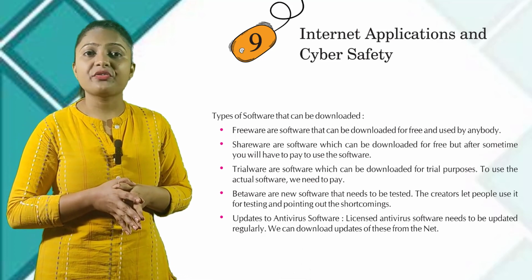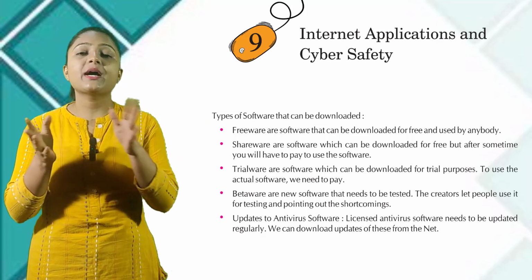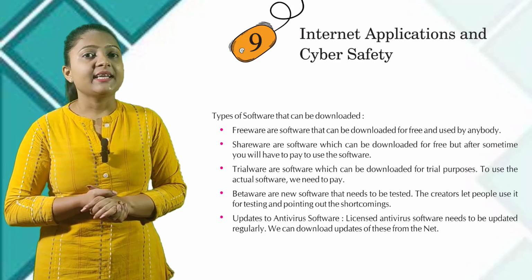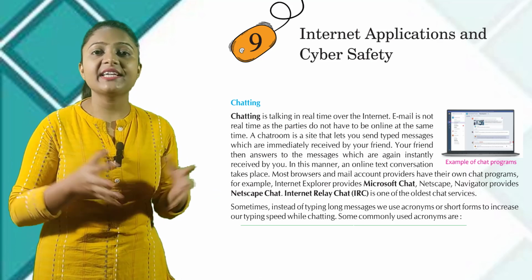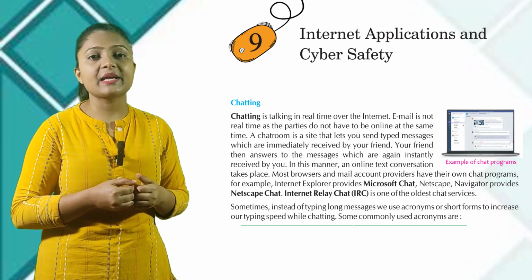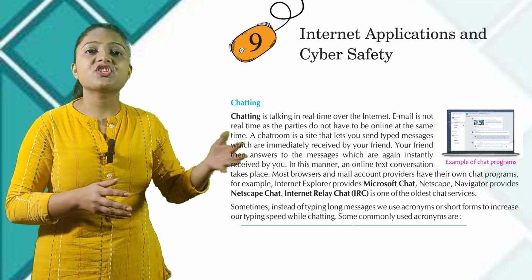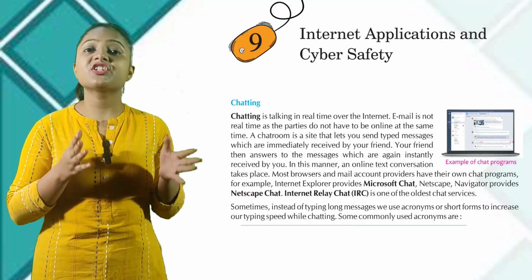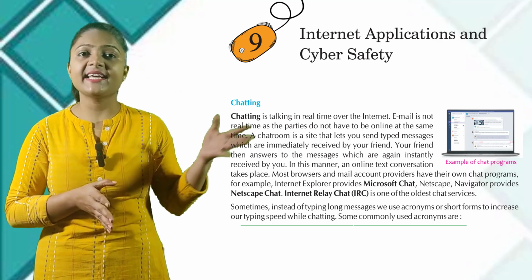Updates to antivirus software. Licensed antivirus software needs to be updated regularly. We can download updates of these from the net. Chatting. Chatting is talking in real time over the internet. Email is not real time as the parties do not have to be online at the same time. A chat room is a site that lets you send typed messages which are immediately received by your friend. Your friend then answers the messages, which are again instantly received by you. In this manner, an online text conversation takes place.